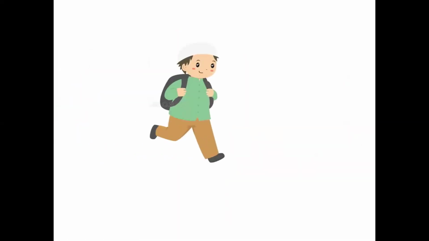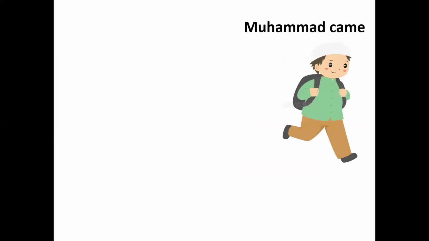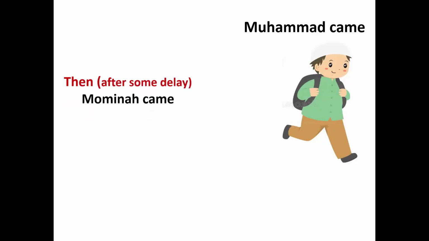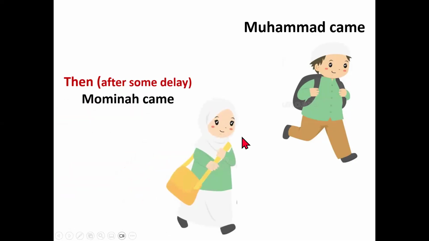In this slide, Muhammad came again. And now what is happening? Where is Momina? Wow, why is Momina so late? In the last slide, Momina came immediately, right after Muhammad. But here in this slide, Momina didn't come yet. It's a long time. It's a long delay. So when something happens with a delay, it's like if I say, then after some delay, Momina came. Okay, not right after, not immediately, but after some delay, Momina came.